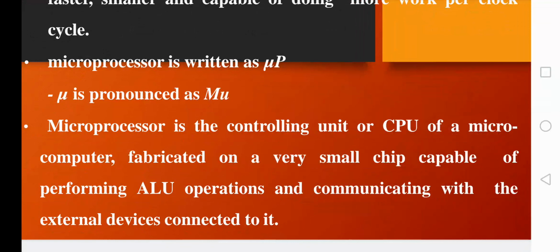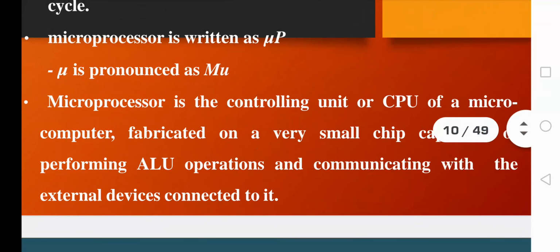That is what I have explained so far. It is a controlling unit, or the microprocessor itself can be called the CPU of a computer. A microcomputer means the computer which has a microprocessor as the CPU. So the microprocessor is a controlling unit or the CPU of a microcomputer. How is it fabricated? In a very small chip, as I have shown you in various images in the previous slides.